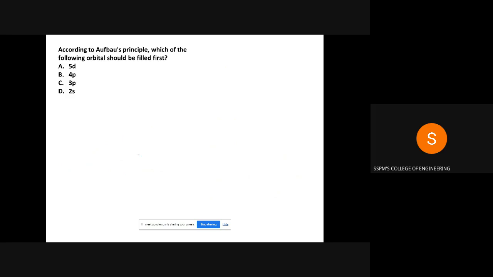Then according to Aufbau principle, which of the following orbitals should be filled first? The Aufbau principle says that the lowest energy level is filled first. Lowest energy level means what? See the option which has the lowest energy.